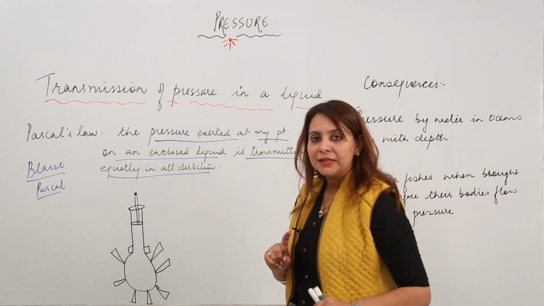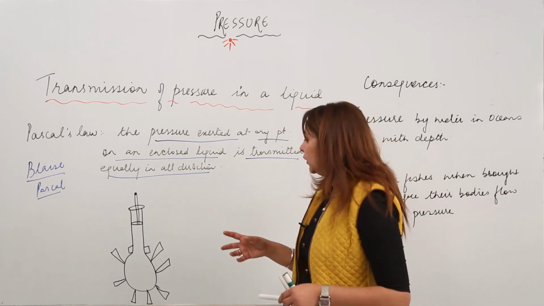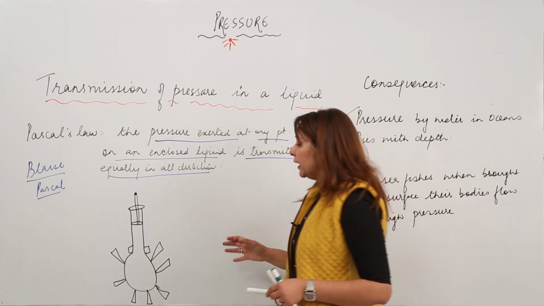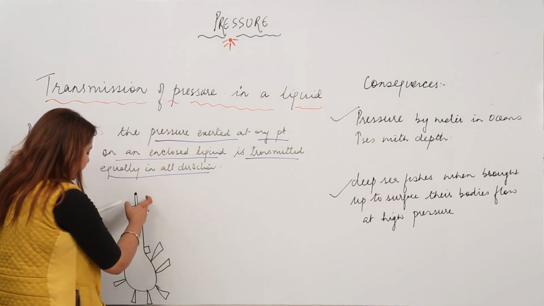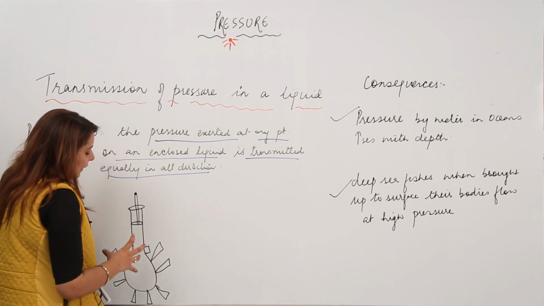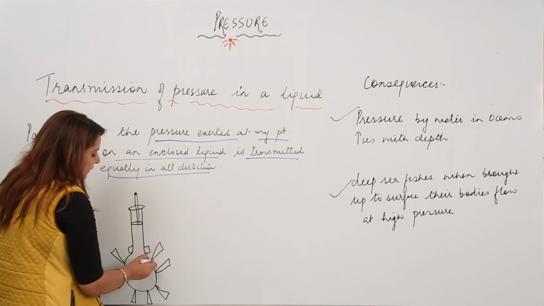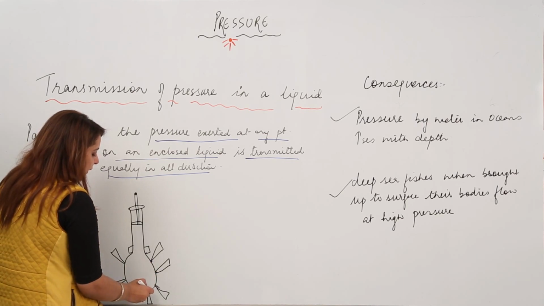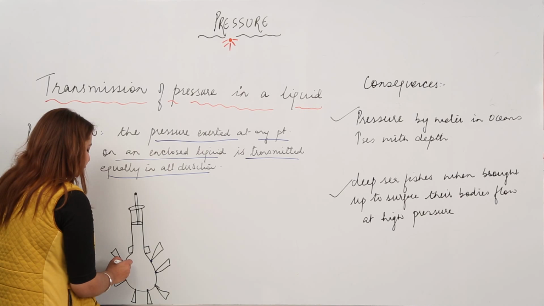Now I am going to prove this. You will get more knowledge when I prove it with an experiment. Let's say I have a flask, a round bottom flask, in which I have a few holes here. Let's say this is one hole, this is another hole. So I have a few holes here.